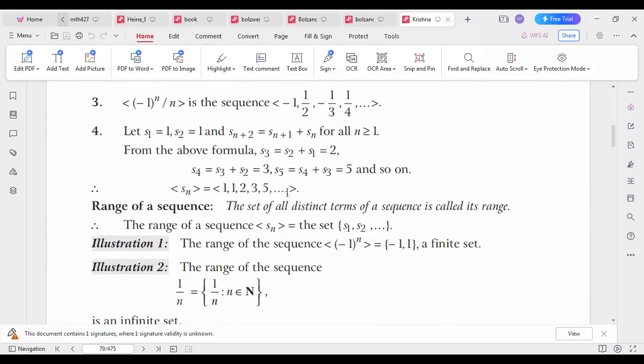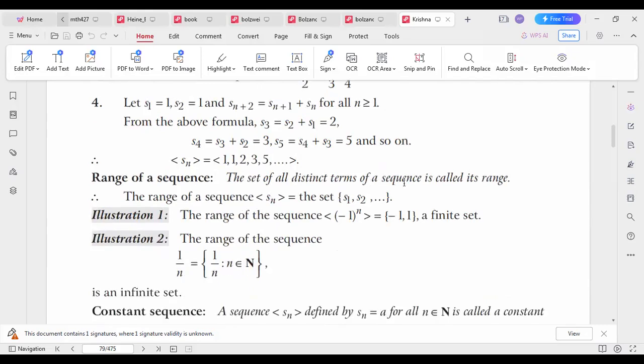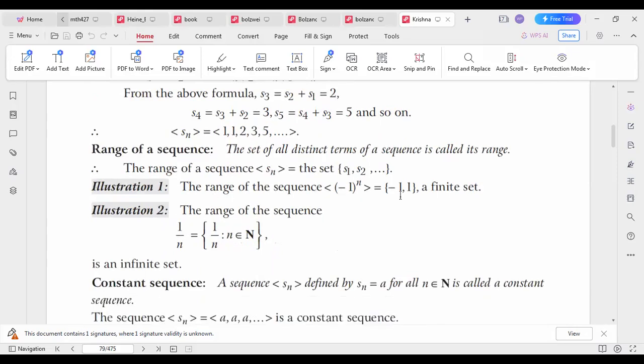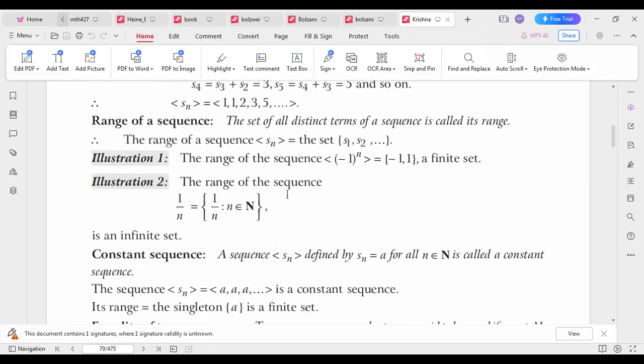Range of a sequence. The set of all distinct terms of a sequence is called its range. The range of the sequence Sn will be the set S1, S2, and so on. The range of the sequence minus 1 to the power n will be minus 1 and 1, which is a finite set. Similarly, the range of the sequence 1 by n will be 1 by n such that n is an element of the natural numbers, but the set of natural numbers is infinite. So the range of this sequence will also be infinite.